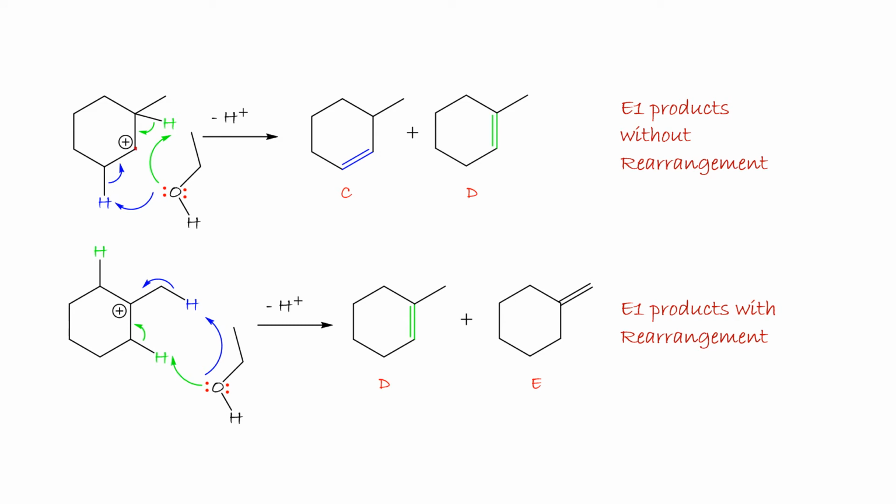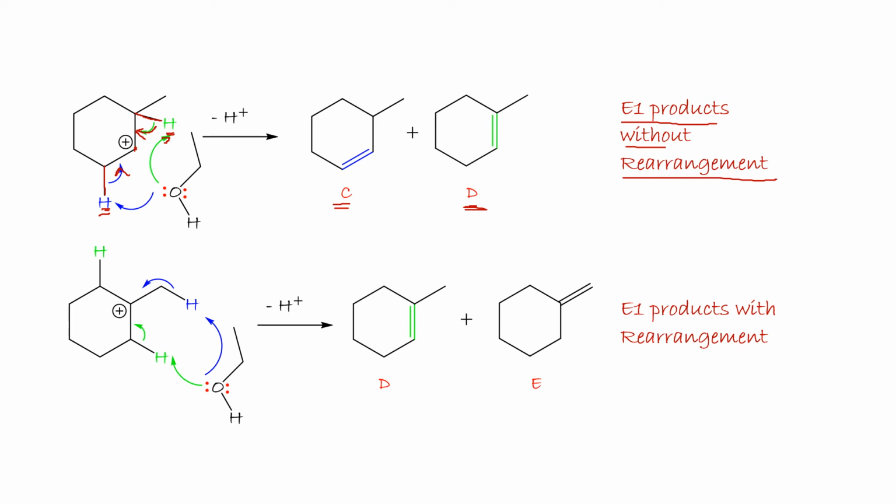For the secondary carbocation, we have here CH and another CH. So the solvent could eliminate this one or that one. Elimination of the green one will lead to the formation of compound D. Elimination of the blue hydrogen led to the formation of compound C. So these two are E1 products without rearrangement.